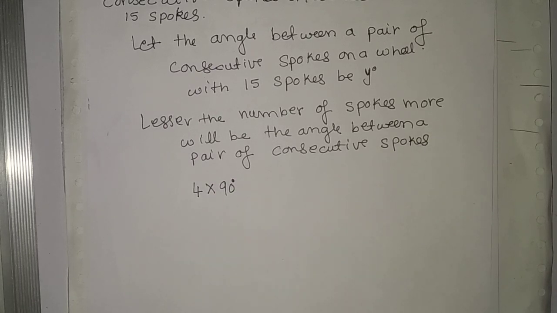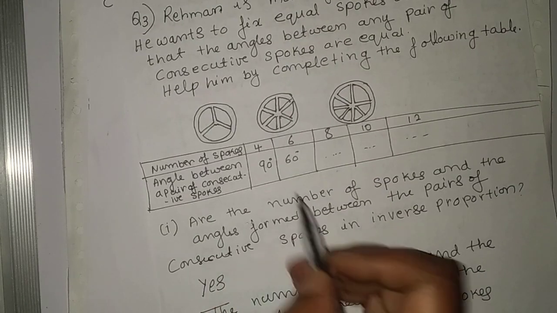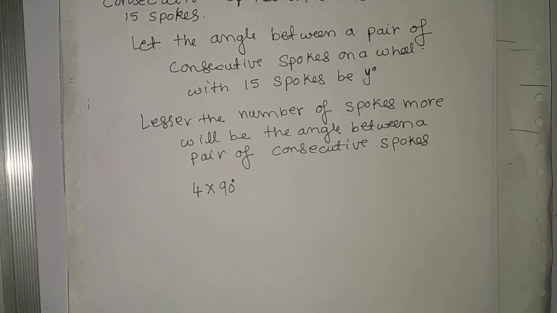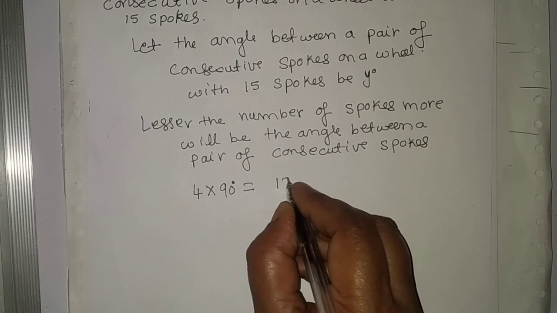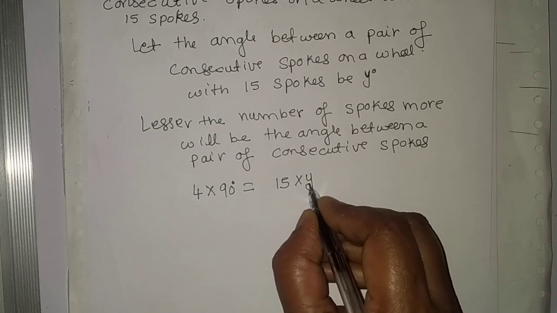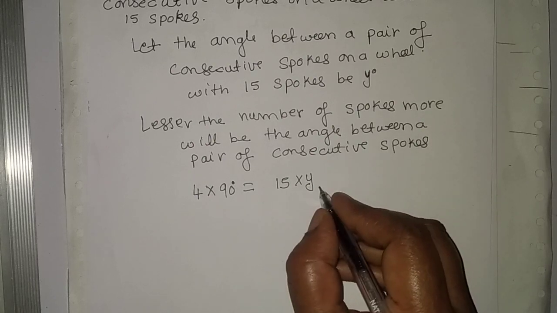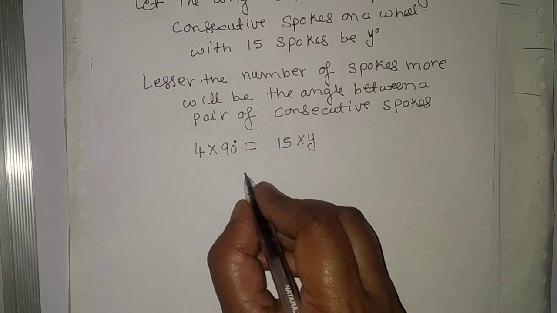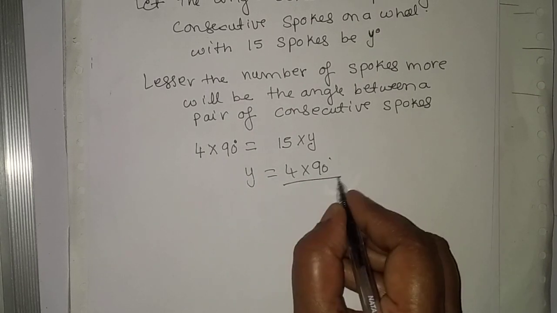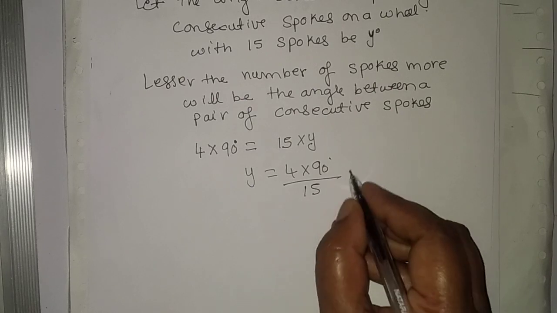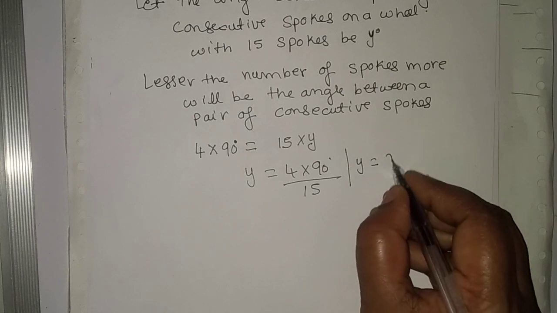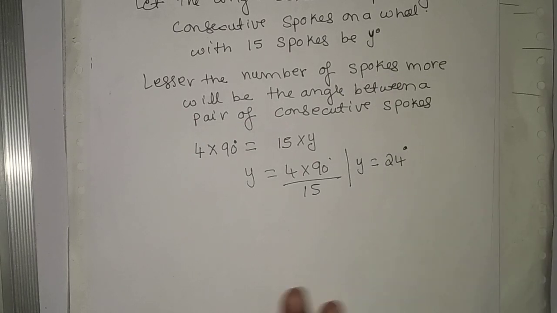I'll show this one, refer to the table. This one, 4 into 90, we have to take. After this, 4 into 90 is equal to 15, the number of spokes, into the degree we have taken, y. Therefore y is equal to 4 into 90 by 15. Calculate, this is 24 degrees.